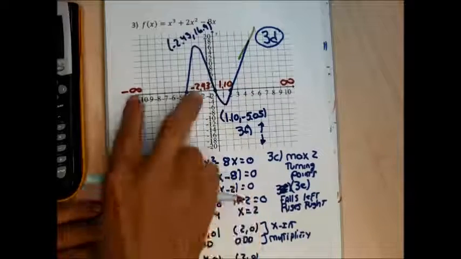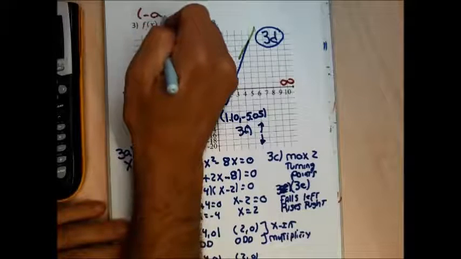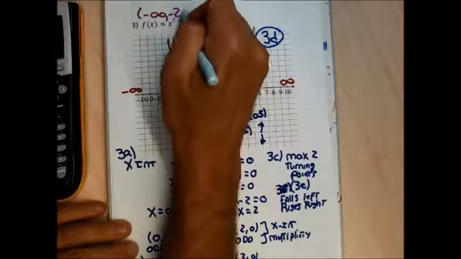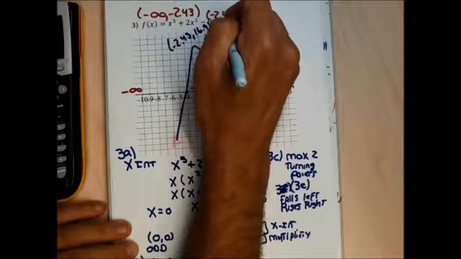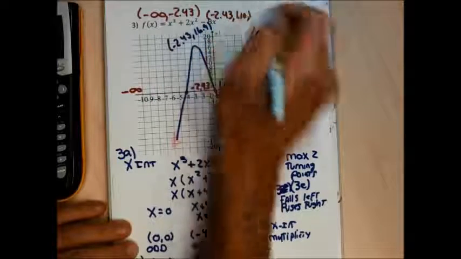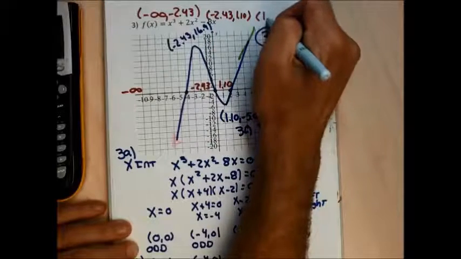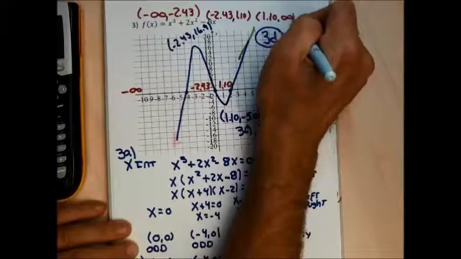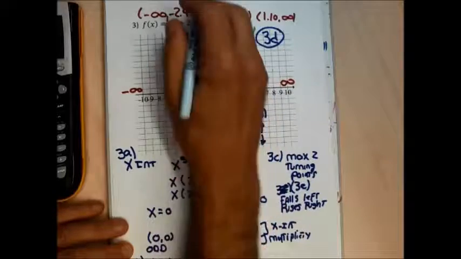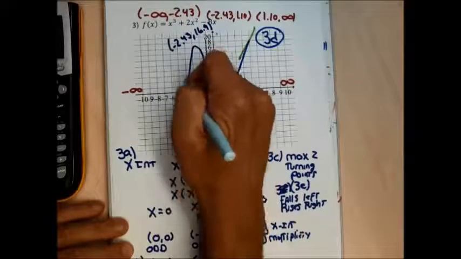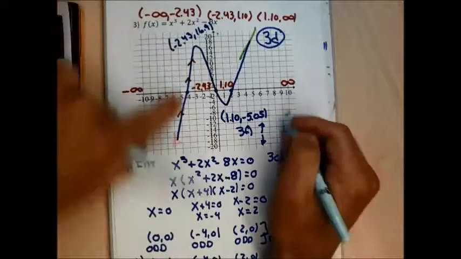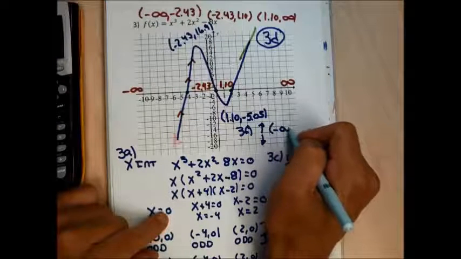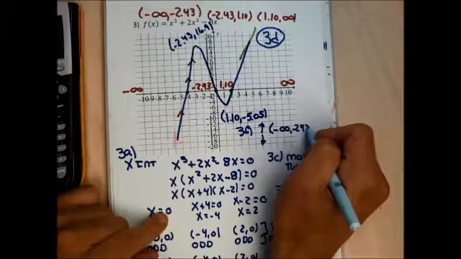The intervals I'm going to create, all round parentheses, are negative infinity to negative 2.43, negative 2.43 to 1.10, and 1.10 to infinity. The first interval corresponds to this portion of the graph, and as I move from left to right, that portion of the graph is getting higher. So that's going to go in the increasing interval. So the first interval, it's increasing. It goes with the up arrow of negative infinity to negative 2.43.